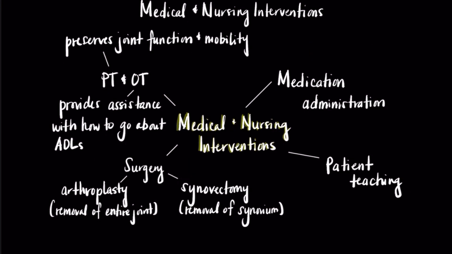When it comes to medical and nursing interventions, the primary goals for rheumatoid arthritis are to detect the disease early, delay disease progression, preserve joint function, and manage pain. The types of medications used in rheumatoid arthritis, as well as educational pieces in managing rheumatoid arthritis, will be covered in the following sections. Physical therapy and occupational therapy are services that serve to both preserve joint function and mobility, as well as providing assistance with how to perform ADLs, thus promoting safety.